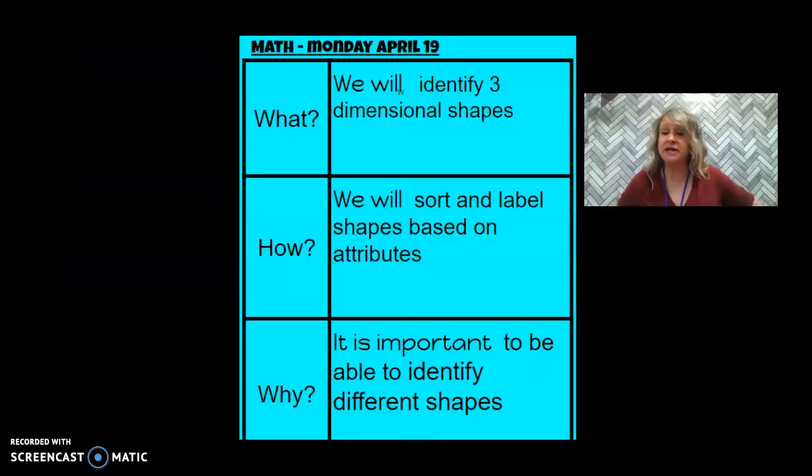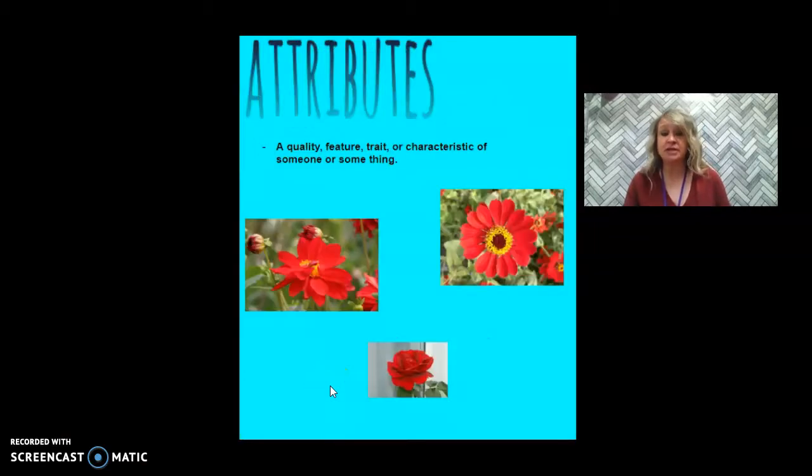Today in math, we will identify three-dimensional shapes. How will we do this? We will sort and label shapes based on their attributes. Why? Because it's important to be able to identify different shapes. Our first vocabulary word is one we had before, attributes. Say attributes. An attribute is a quality, feature, trait, or characteristic of someone or something.